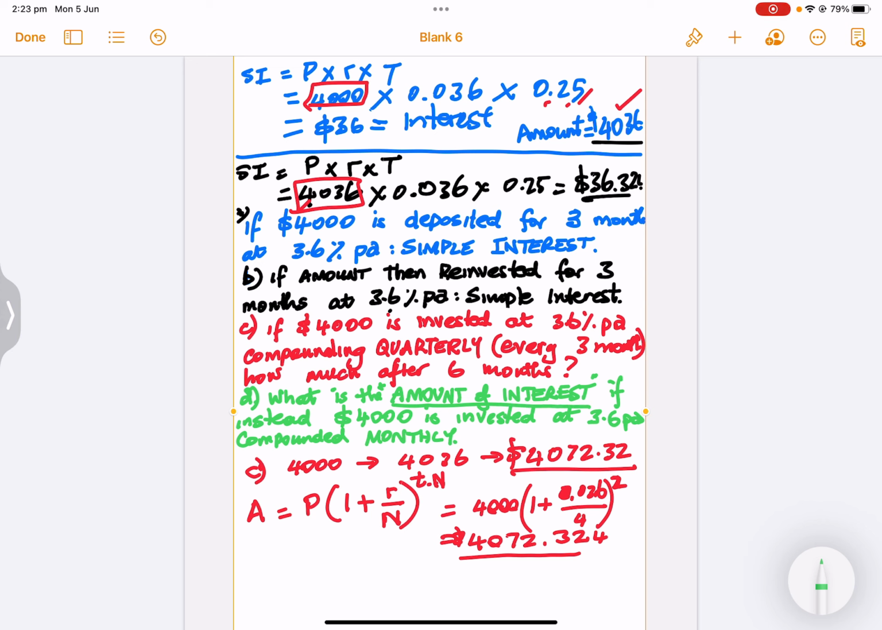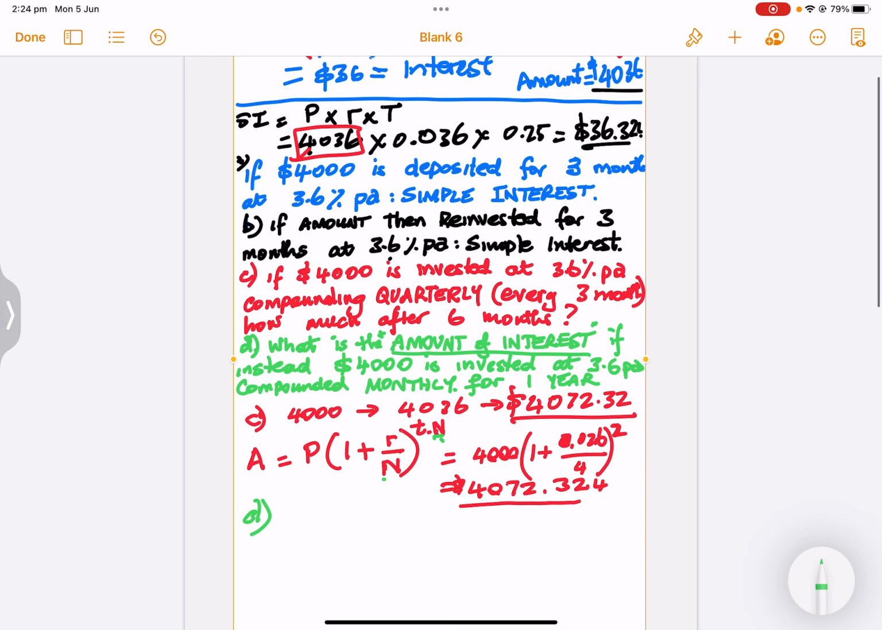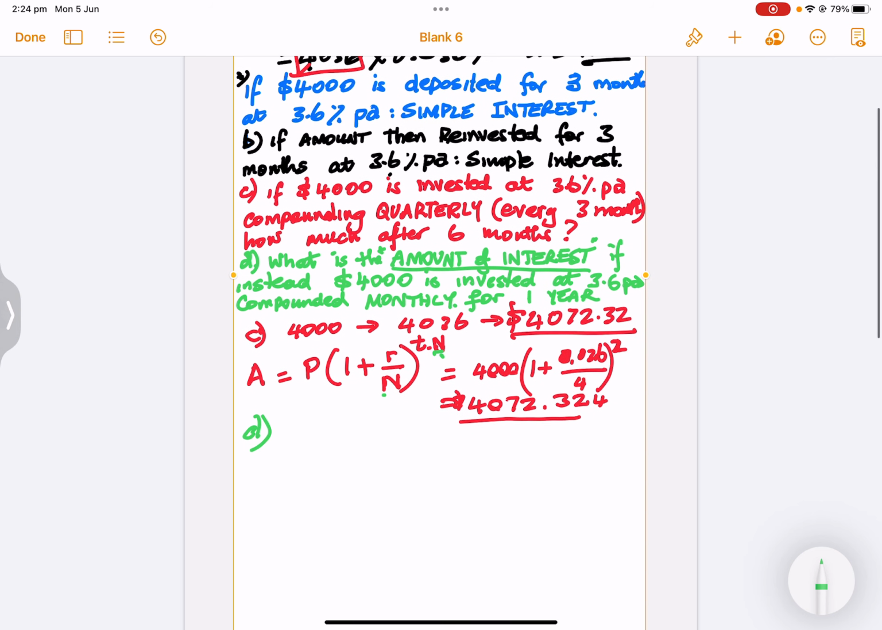If instead 4,000 is invested compounded monthly, well, that's going to change our N to 12. And we're going to invest it. Oh, it doesn't say a period of time. Let's put for 1 year. It doesn't say for 1 year, but let's do that. If it's invested for 1 year. Okay. We should have had that in the start. Here we go. Good. Got a bit more window here.